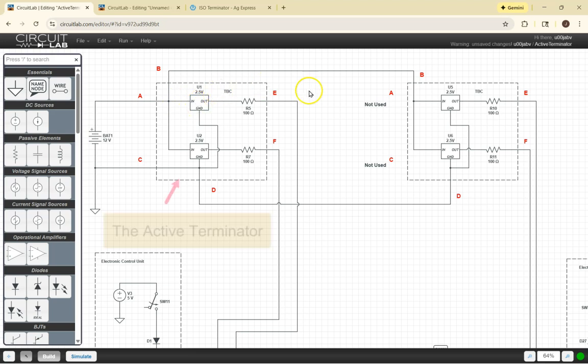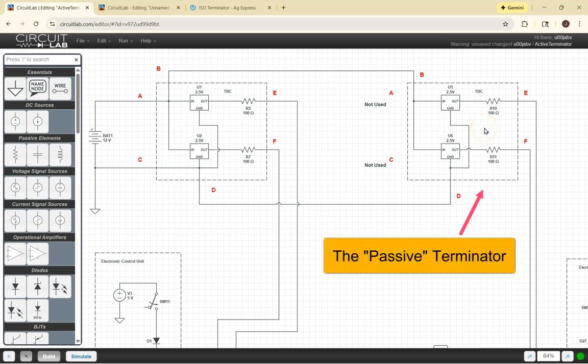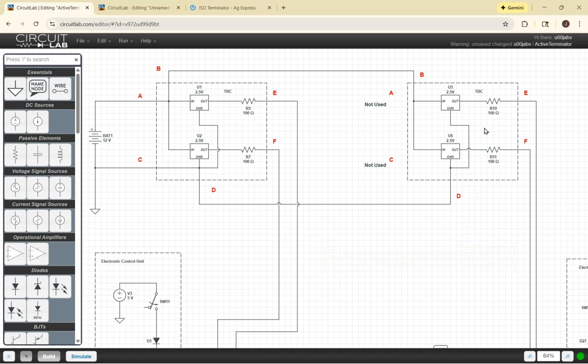Within some ag manufacturers, I'll say probably John Deere, this is referred to as the active terminator, even though both are technically active terminators. This is called the active terminator. This is called the passive terminator. As an electrical engineer, I do not like that term because this is definitely a powered device and it does not meet the technical definition of passive.